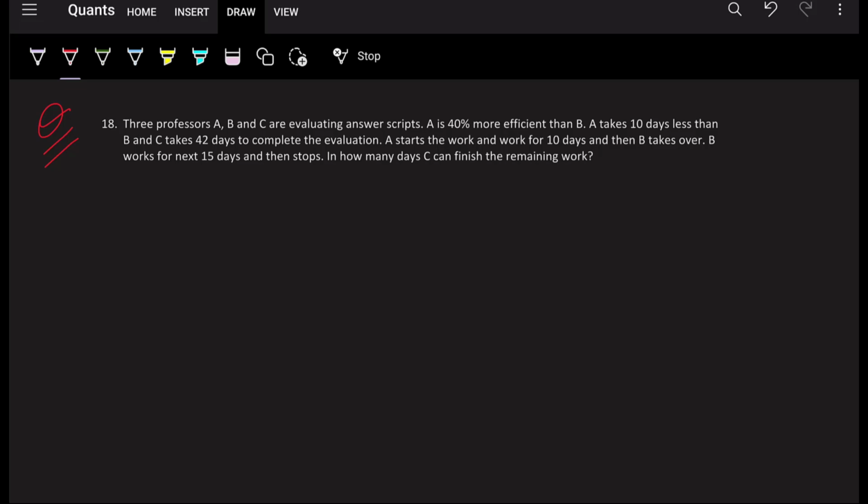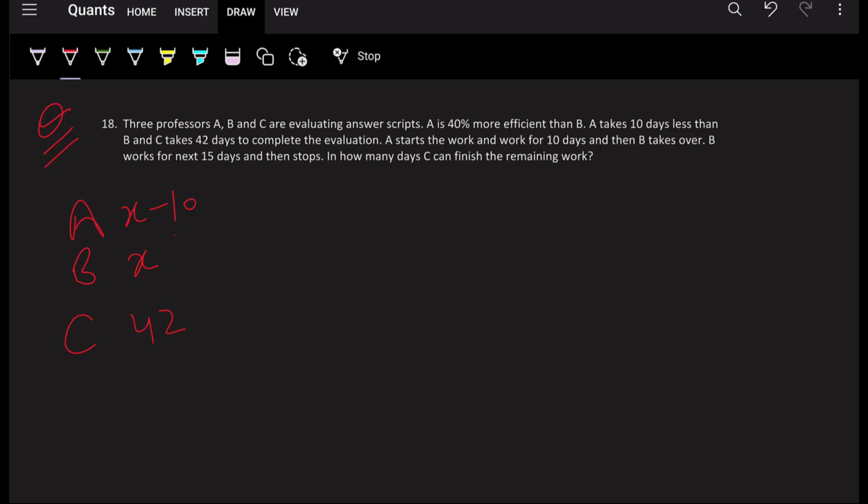Three professors, A, B, and C, are evaluating answer scripts. A is 40% more efficient than B. A takes 10 days less than B, and C takes 42 days to complete the evaluation. So A, B, C. If B takes x days, then A will take x minus 10 days. C takes 42 days.